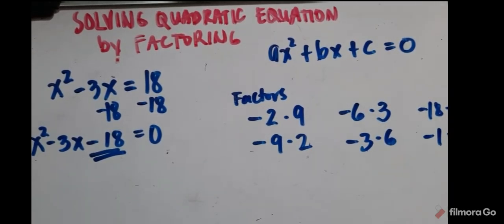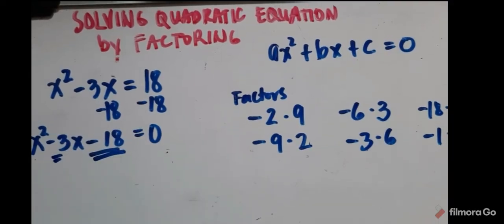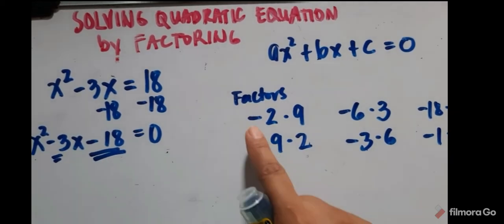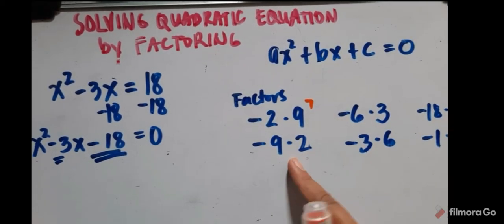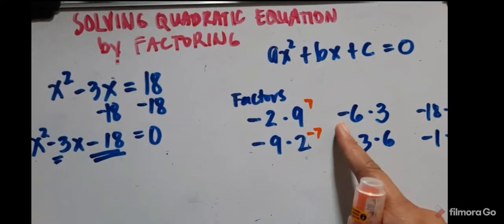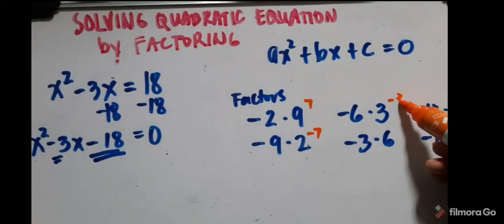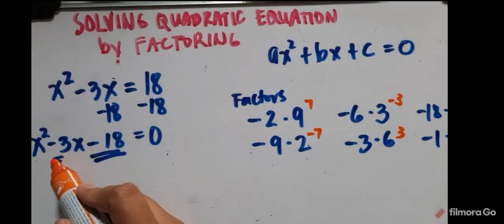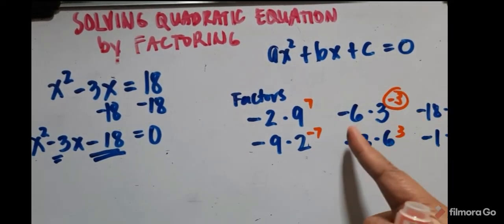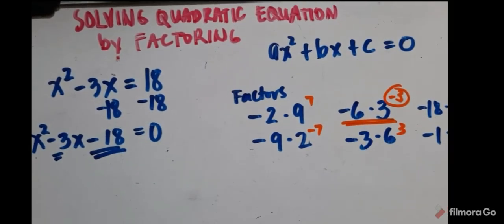So, again, we need to find the sum of all this, which is equal to negative 3. So let's add negative 2 and 9. The sum is positive 7. Negative 9 plus 2 is negative 7. Negative 6 plus 3 is negative 3. Negative 3 plus 6 is positive 3. At this time, we already found negative 3, which is the sum of the two factors. So this is what we're going to use in factoring.